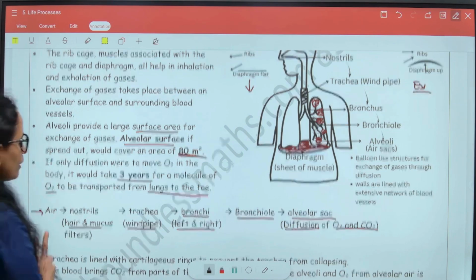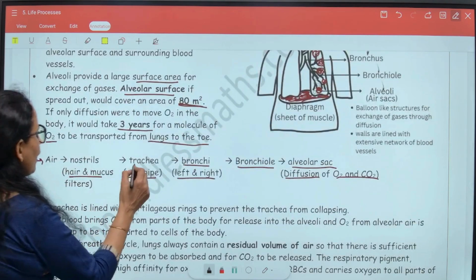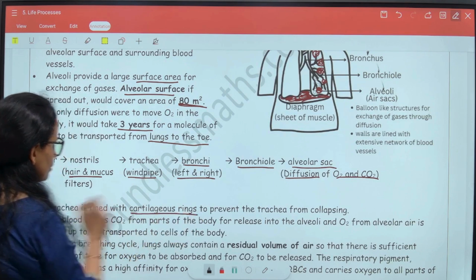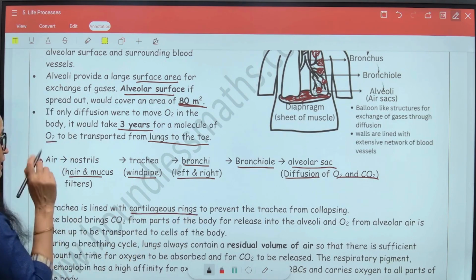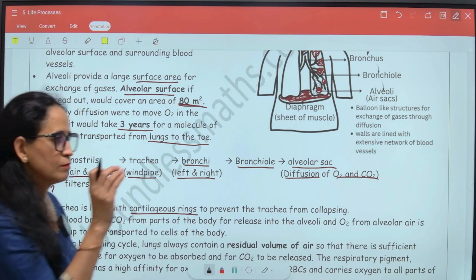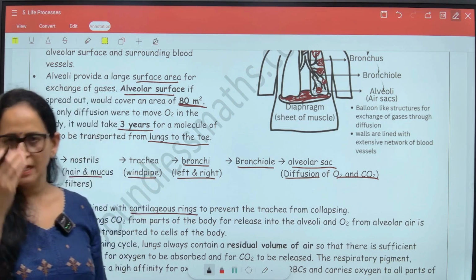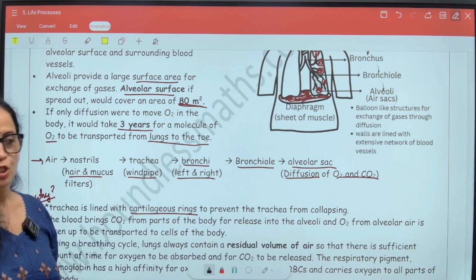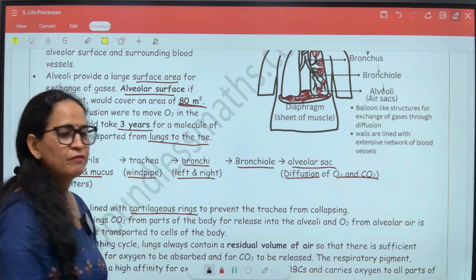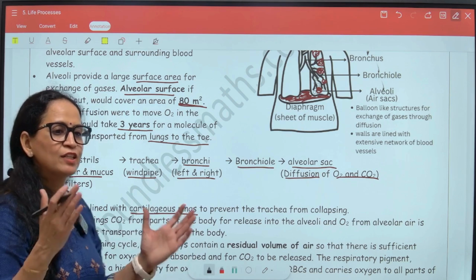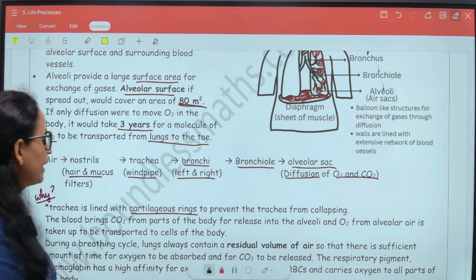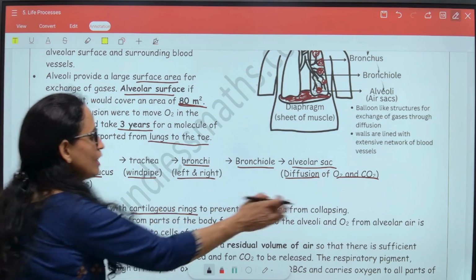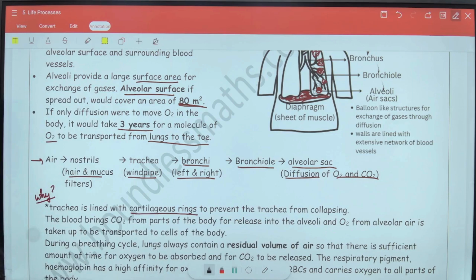Now there are again reasoning questions here. Why is the trachea lined with cartilaginous rings? Again another why. Because the trachea is a very delicate single tube organ. So when we are exhaling air, the trachea might collapse. To prevent the trachea from collapsing, it is lined with cartilaginous rings so that it does not collapse when we are exhaling, right?